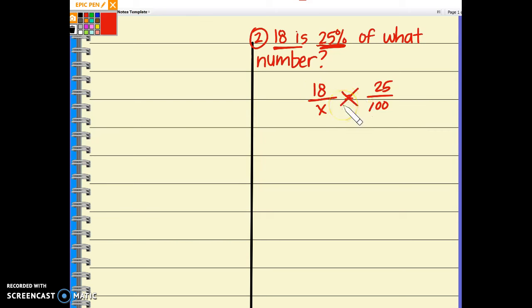Cross multiply. Gives me 25x. Squish those numbers together, equals 1,800. Divide that by 25. We get x is equal to 72.